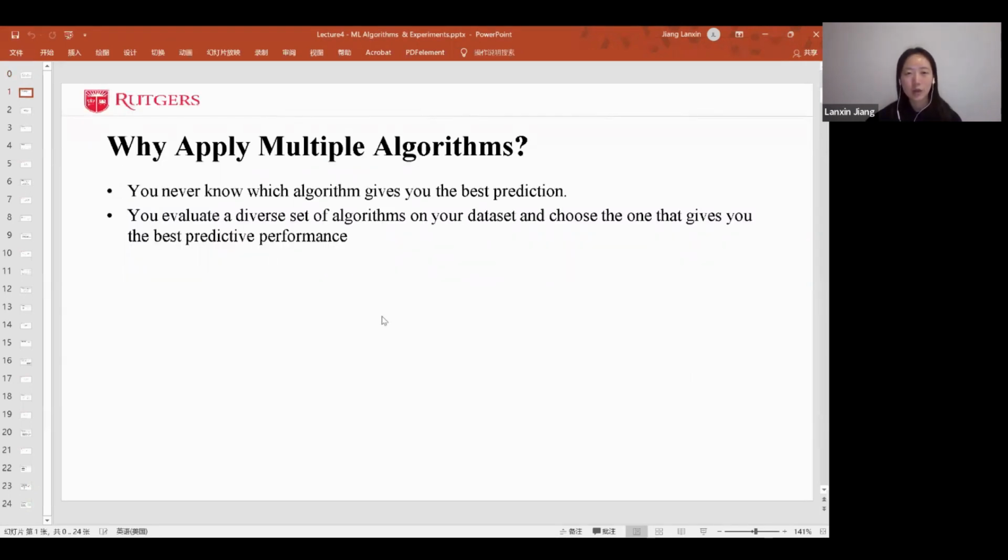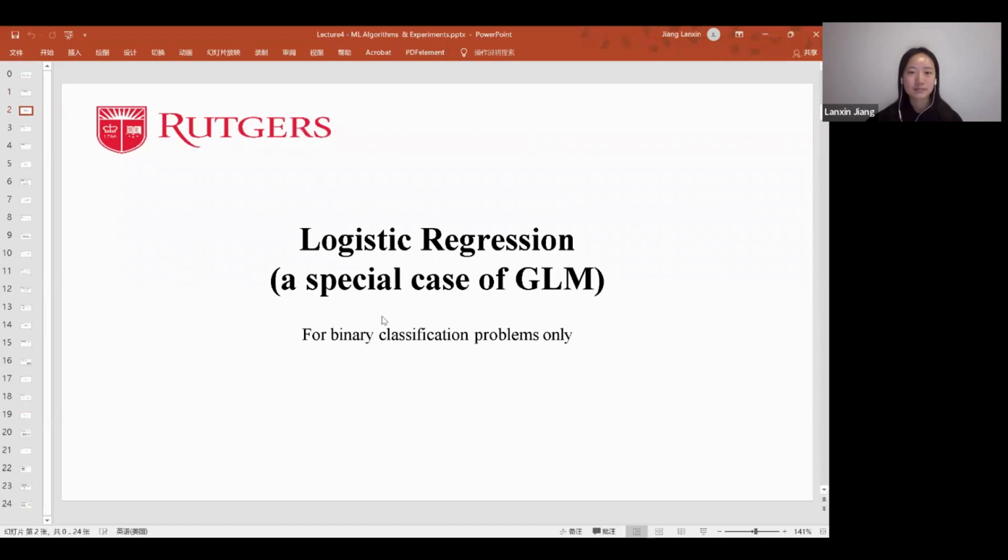The first thing I want to talk about is that we need to apply multiple algorithms to solve a certain problem. This is because we never know which algorithm actually performs the best for a specific problem. So we often evaluate a diverse set of algorithms on our dataset and then choose the one that gives you the best predictive performance. Now, I will introduce the machine learning algorithms one by one.